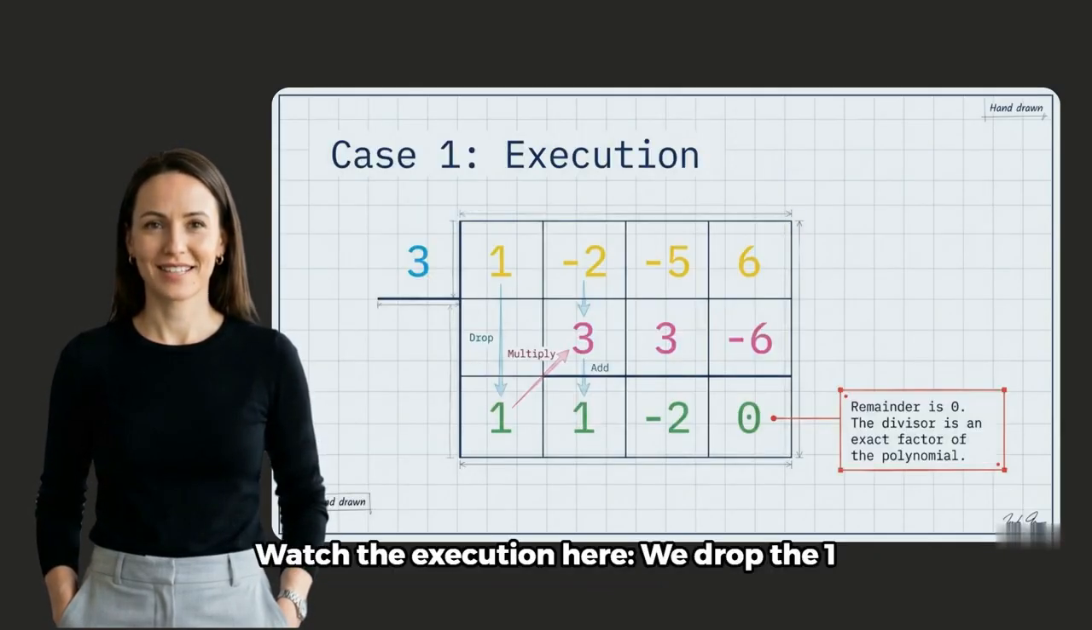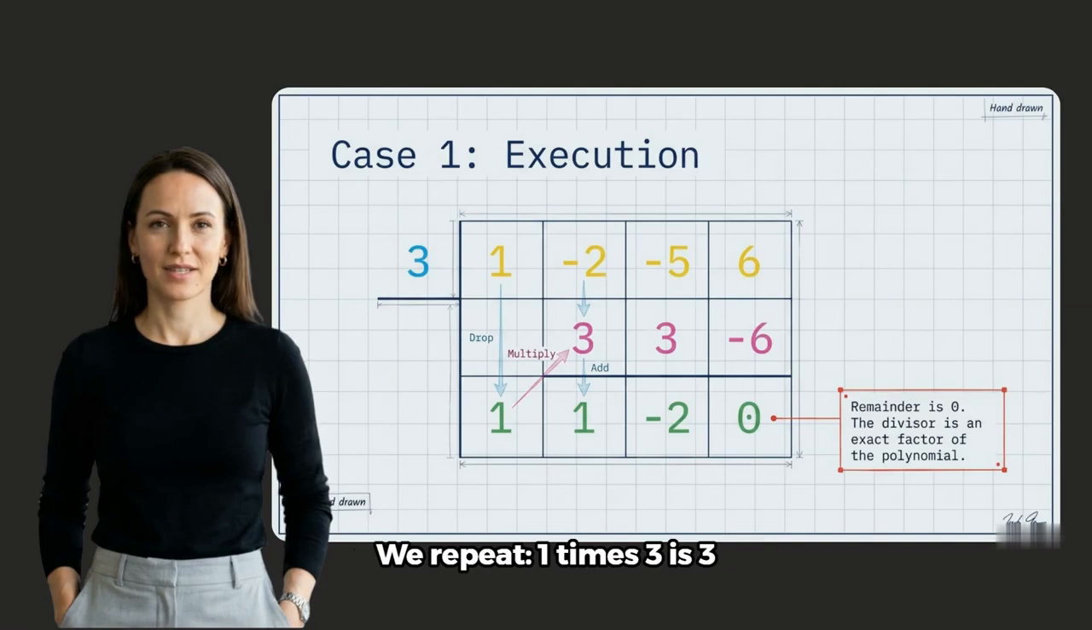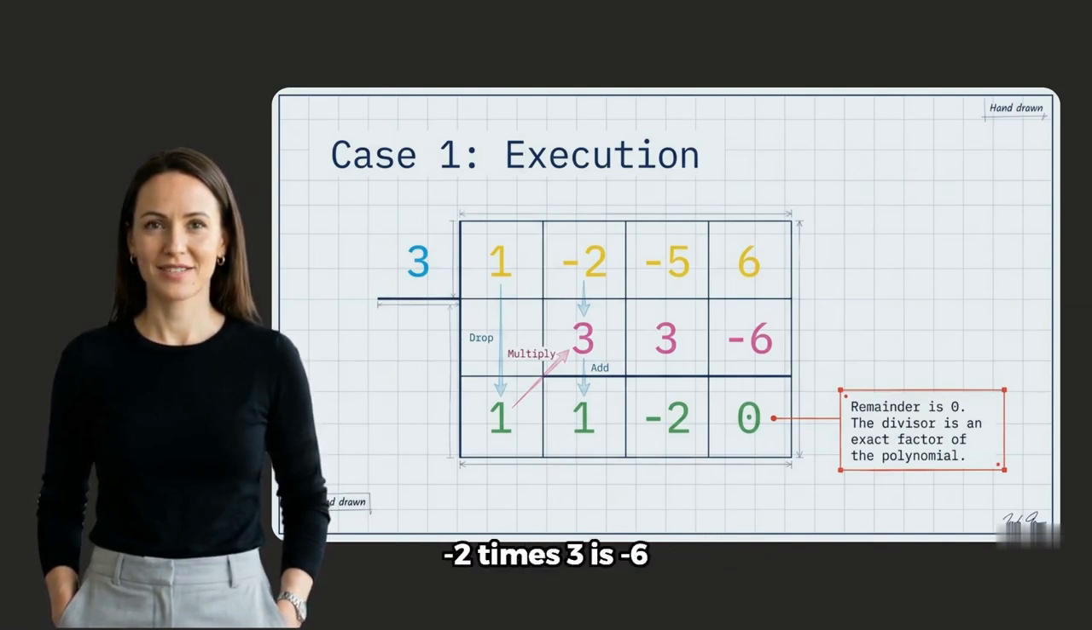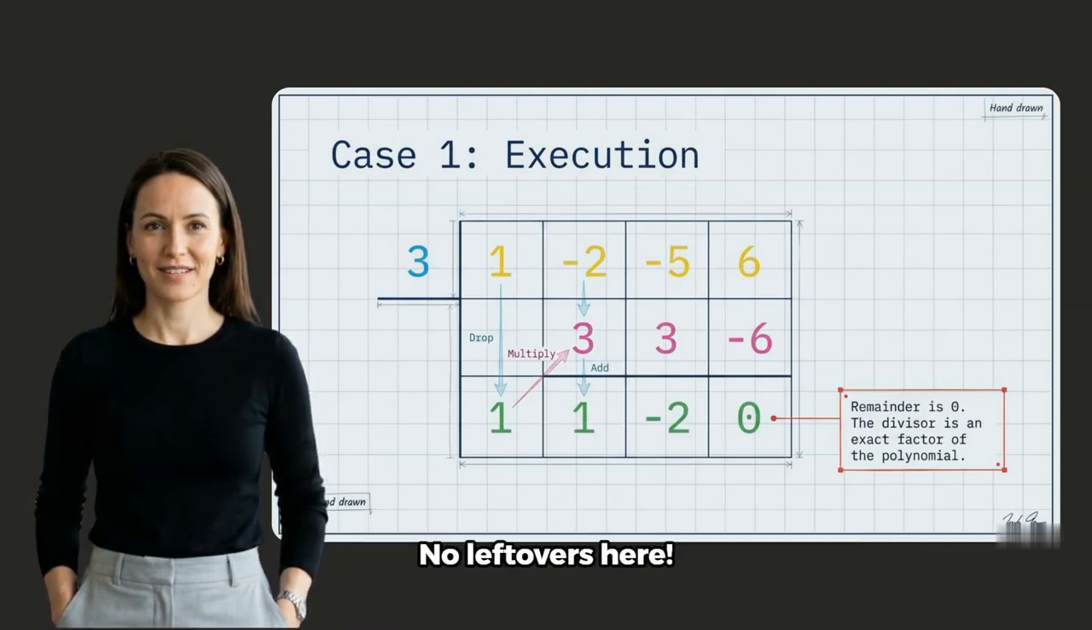Watch the execution here. We drop the 1, multiply it by 3 to get 3, and add it to the minus 2 to get 1. We repeat. 1 times 3 is 3. Added to minus 5 gives us minus 2. Finally, minus 2 times 3 is minus 6, and adding that to 6 gives us 0. Because that remainder is 0, we know that x minus 3 is an exact factor of our polynomial.